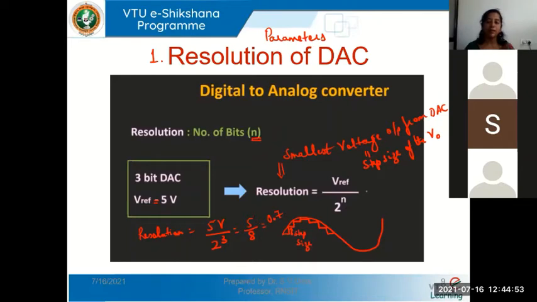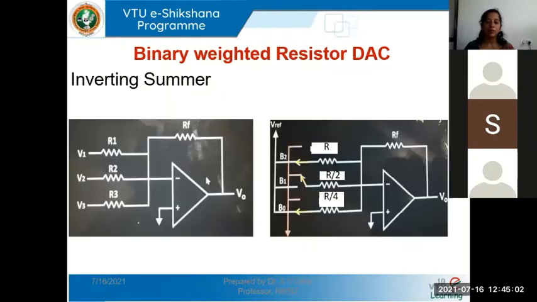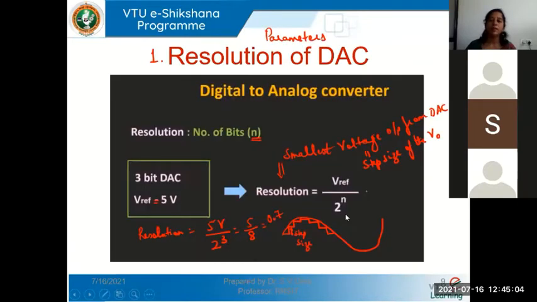Is that clear? You have to find these parameters in the lab also. So please take care to understand these parameters correctly. So resolution of the DAC is one important parameter. The second important parameter is linearity of the DAC. So what do you mean by linearity?